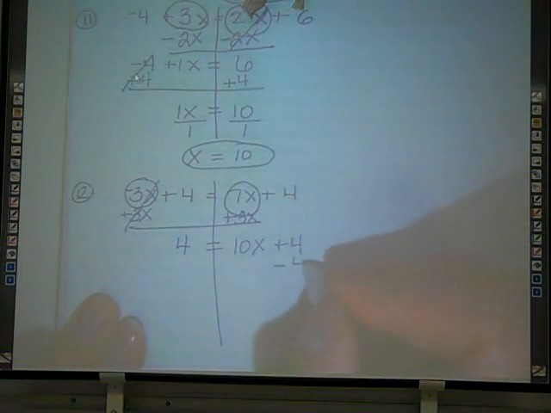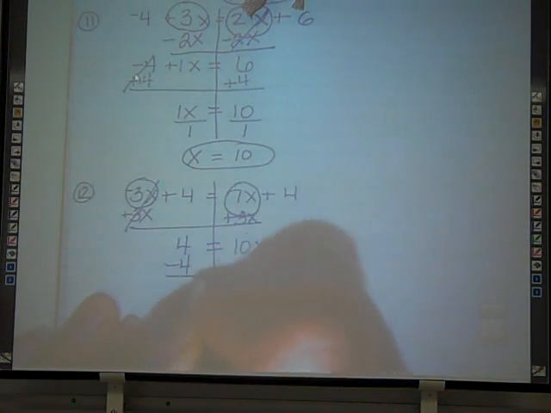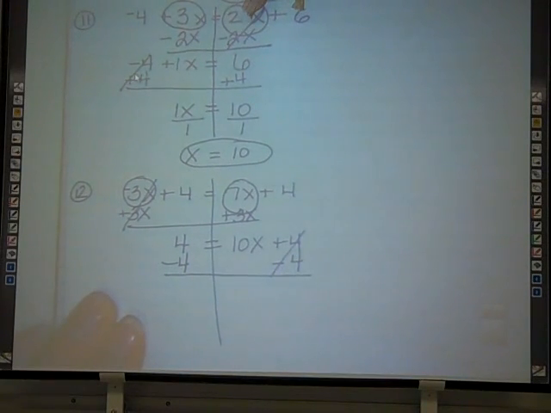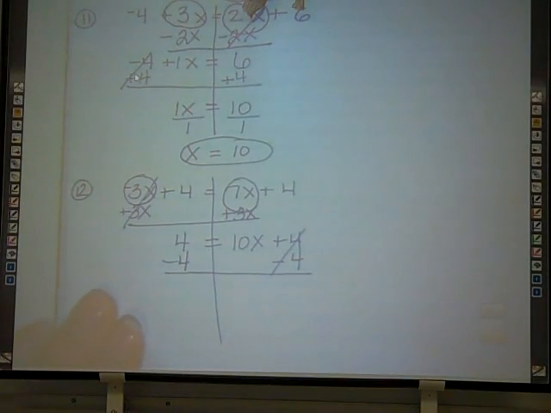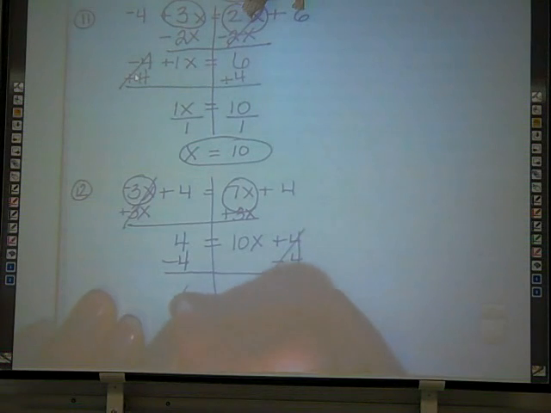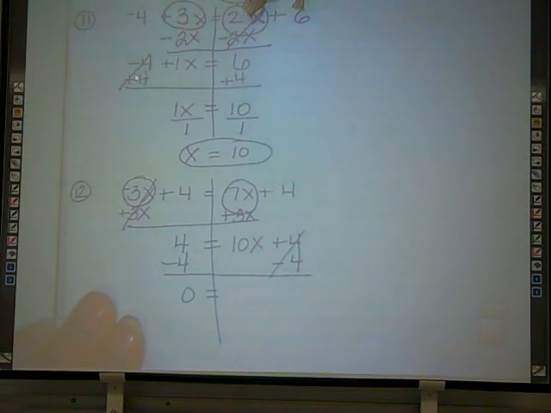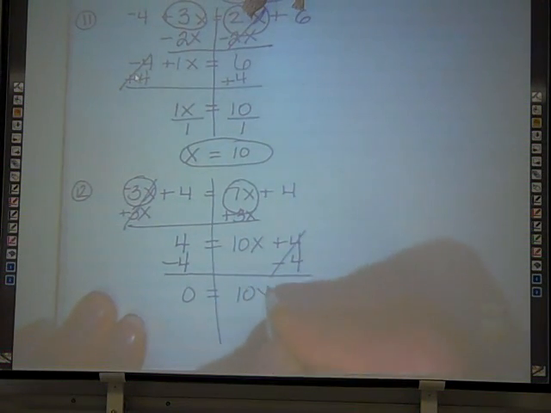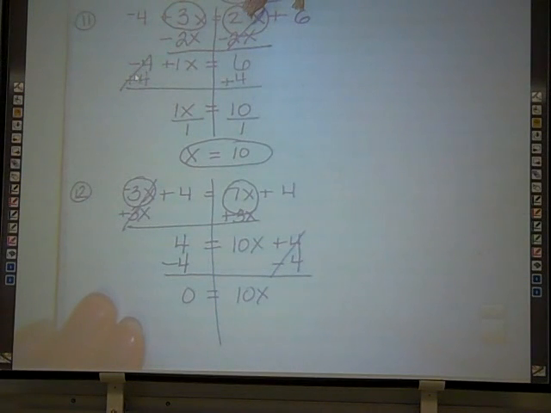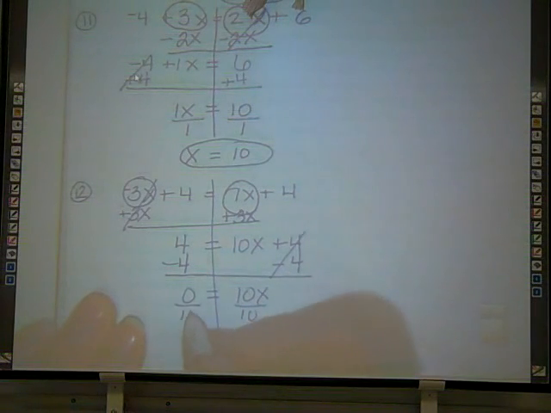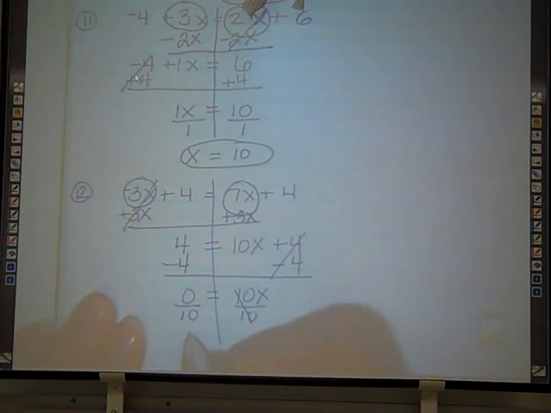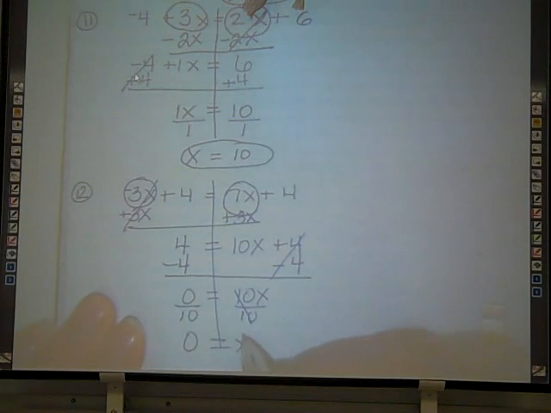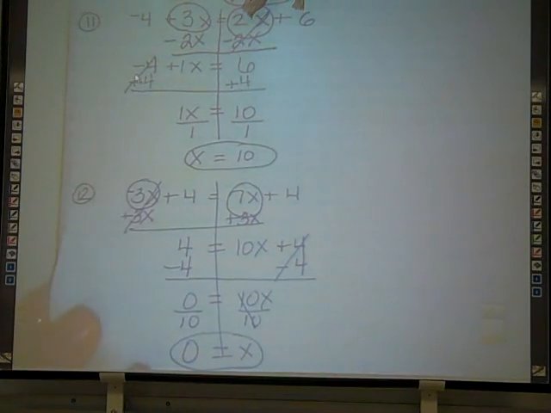Now we're going to get rid of this 4 by subtracting. So that means those 4's on the right-hand side are gone. We have 4 minus 4, which is 0, and 10x on the right. Now, last step, divide both sides by 10. 0 divided by 10 is 0, which is equal to x.